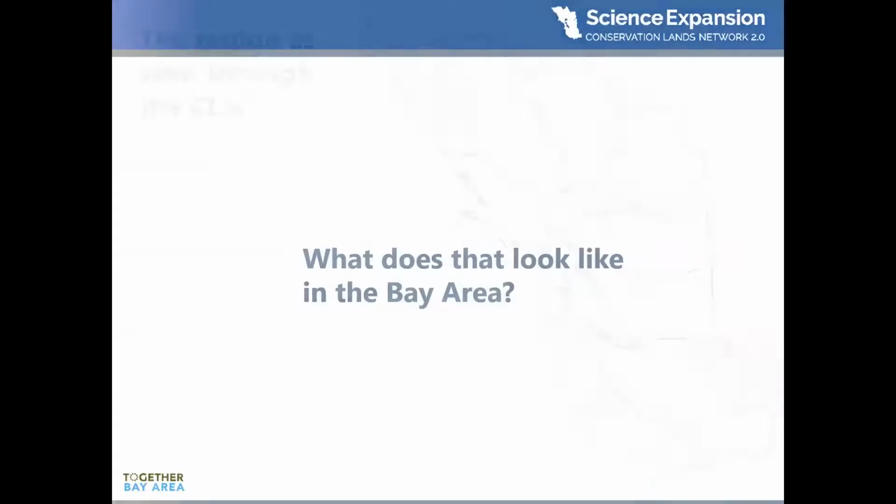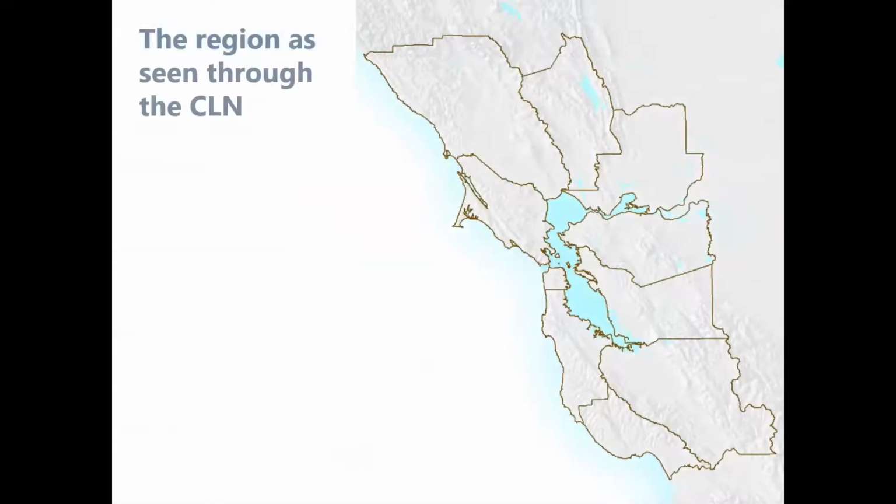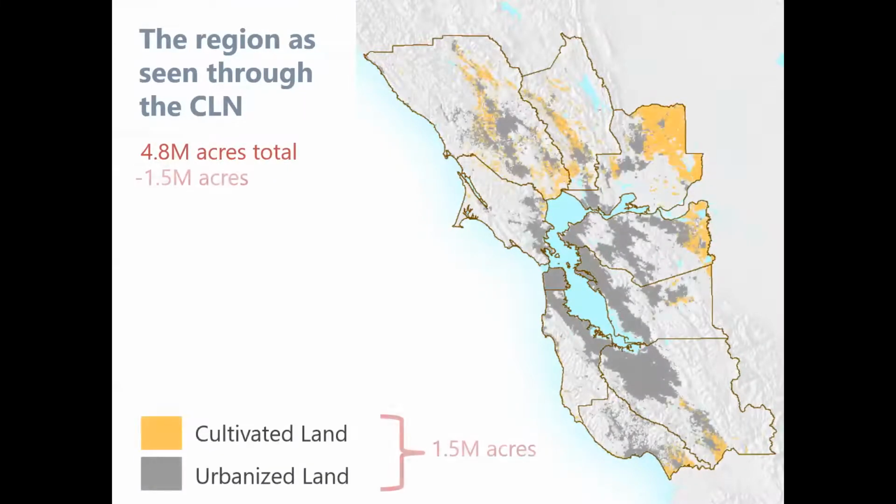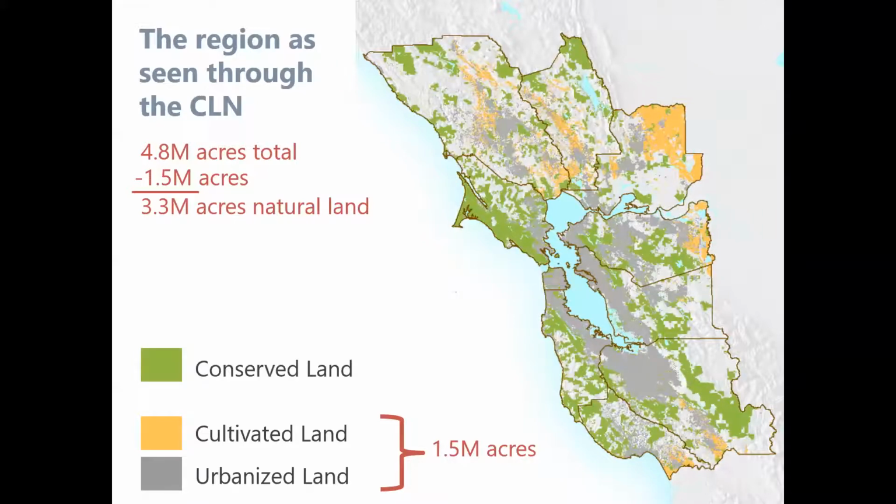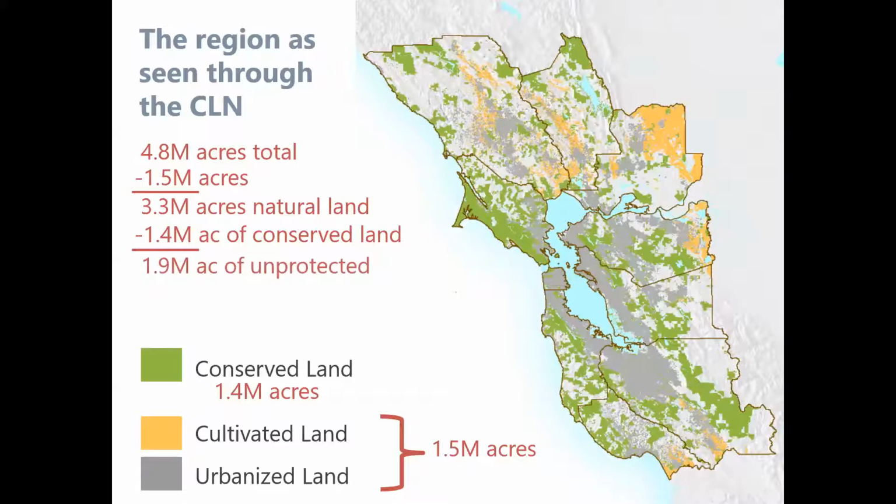So what does that look like in the Bay Area? Well, let's look at the Bay Area through the lens of the Conservation Lands Network. You're looking at about 4.8 million acres of terrestrial land. About 1.5 million of those acres has been either cultivated or urbanized. It's no longer natural habitat. So it leaves about 3.3 million acres of natural land. We have collectively conserved about 1.4 million acres of the Bay Area, which leaves 1.9 million acres of unprotected natural land.